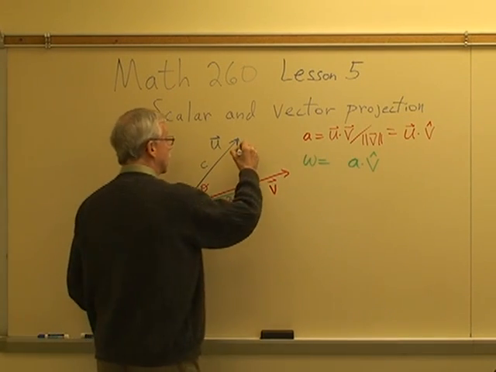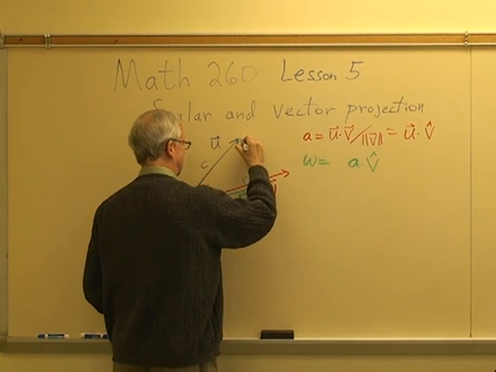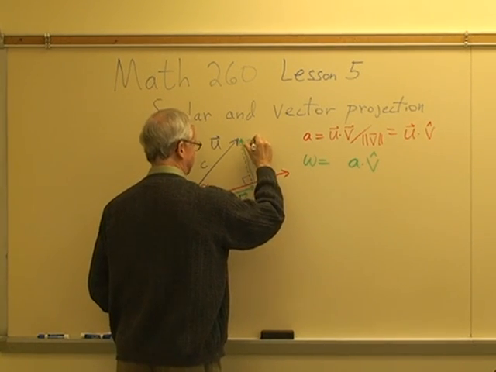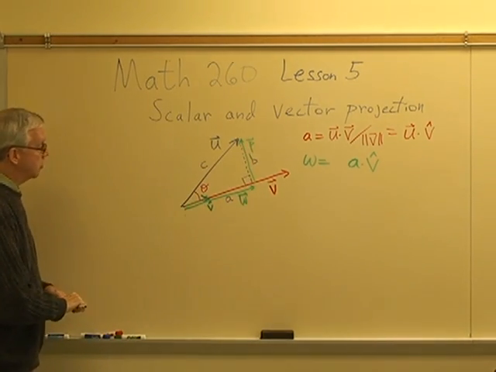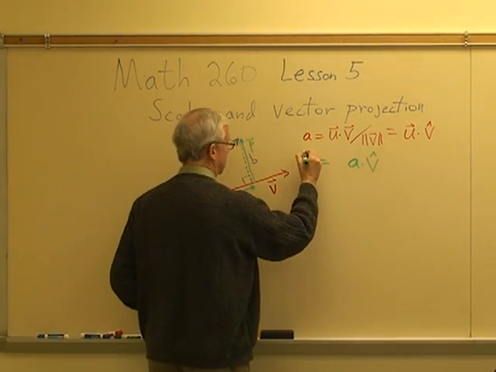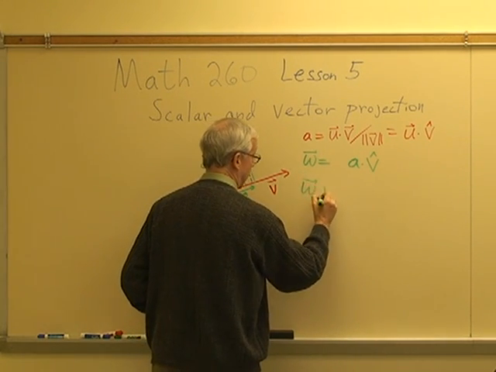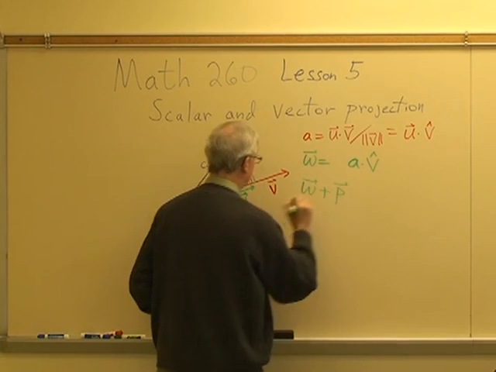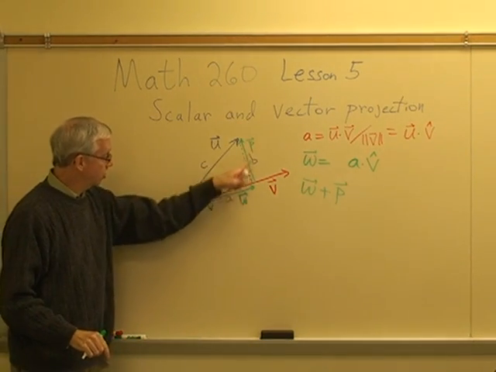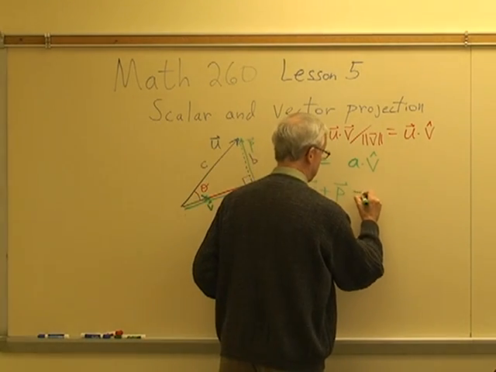So now, I want to make this vector also. I'll call it p. And now by my old rules of vector addition, what do I know? Well, if I take w plus p, by my head to tail rule of vector addition, what do I get? I get the vector u.